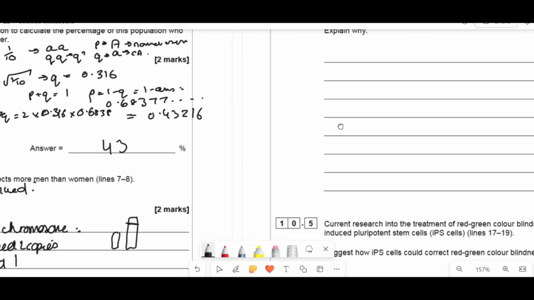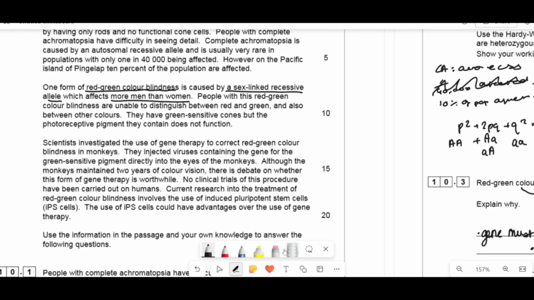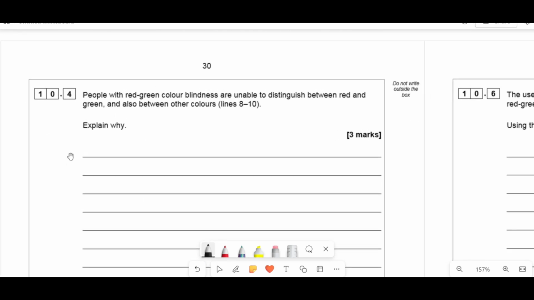People with red-green color blindness are unable to distinguish between red and green and also other colors. Explain why. So if we go back to lines 8 and 10, it says here that they are unable to distinguish between red and green, but also other colors. Don't just look there and be like, oh my God, I don't know, because it's telling you where to go to find the text that's relevant, not that you read only those lines. So if we go further, it says they have green sensitive cones, but the pigment they make does not function. So go and establish the facts. Again, they can't distinguish between red and green. They have green sensitive cones, but the pigment they make doesn't work.